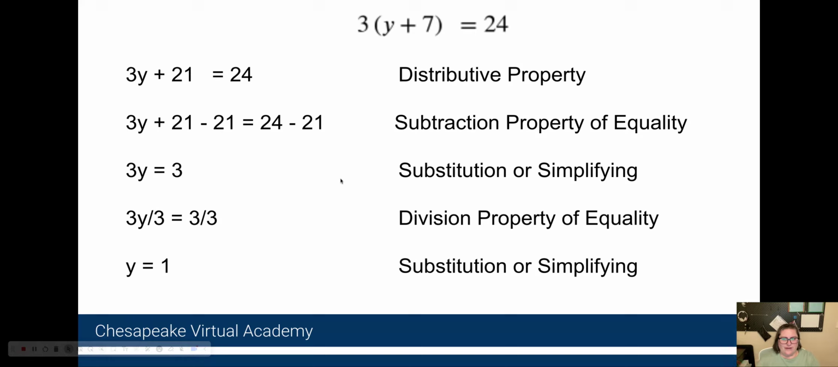Make sure when you're writing this down that you're writing all those steps there. You don't necessarily have to write the properties yet. We're going to get into properties a little bit later, but I wanted to bring those up to remind us that there is a justification for what we're doing when we're solving these equations.